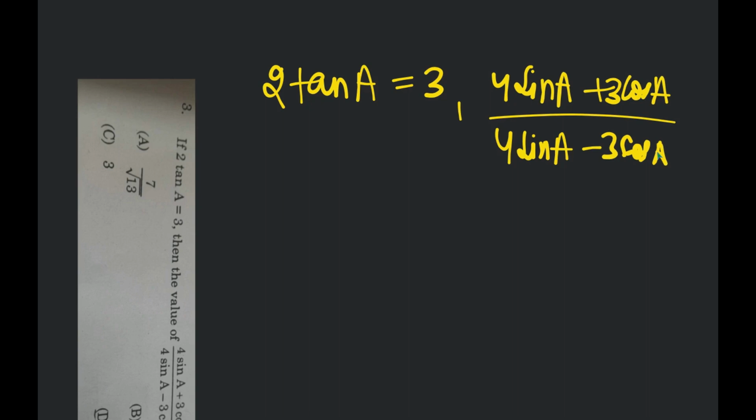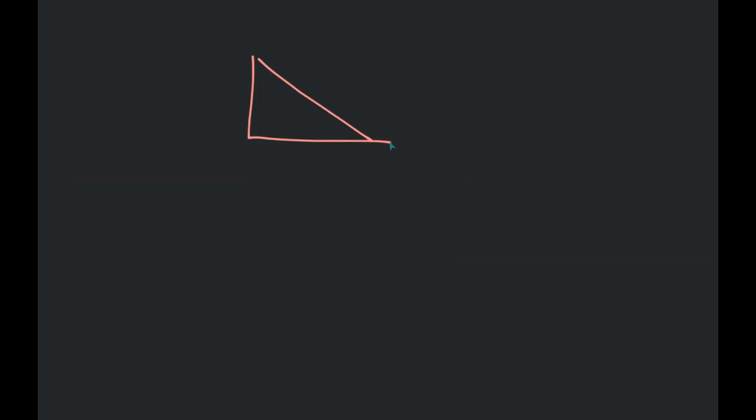Okay. So should I write it as tan A should be equal to 3 by 2, right? Okay, 3 by 2. So according to the Pythagoras triplet, tan A should be equal to perpendicular upon base. Yes. So if we have a right angle triangle, perpendicular should be 3, and base should be 2, and we have to find the hypotenuse.